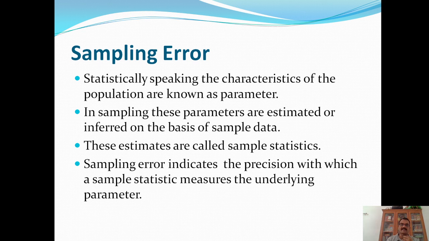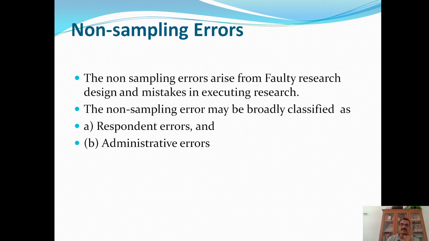Sampling error indicates the precision with which a sample statistic measures the underlying population parameter. The non-sampling errors arise from faulty research design and mistakes in executing research. The non-sampling errors may be broadly classified as: first one is respondent errors, and the second one is administrative errors. Okay, thank you.